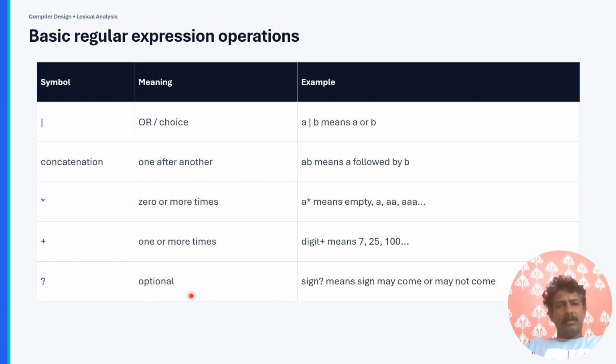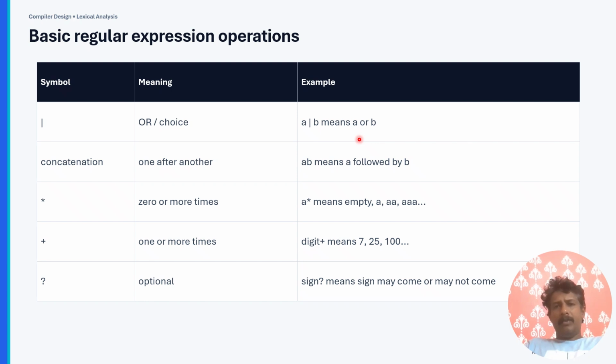Let's see the next slide. These are the basic operations used in regular expressions. First, the vertical bar, which means or. For example, A or B means either A or B.